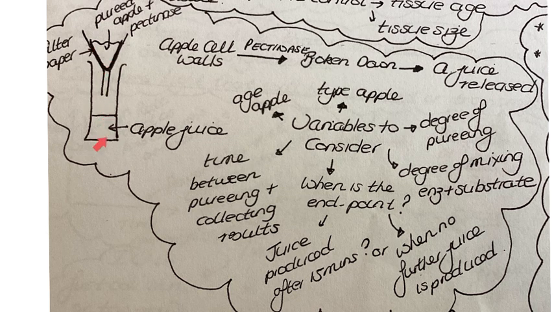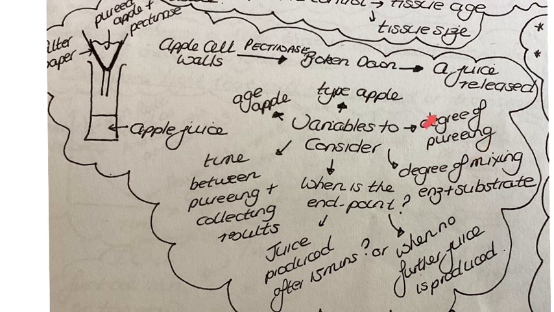So the faster the rate of reaction, the more apple juice will be produced, because more pectinase broke down more cell walls, so more apple juice was released. Now, this unusual practical, you need to consider different variables. So every time you repeat this experiment, the age of the apple should be the same, the type of the apple should be the same, the degree of pureeing the apple should be the same.